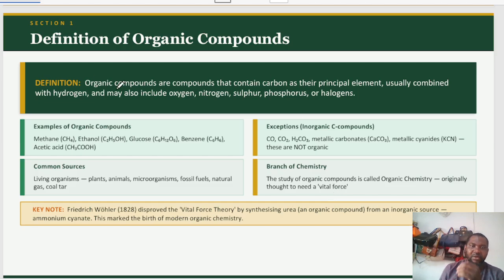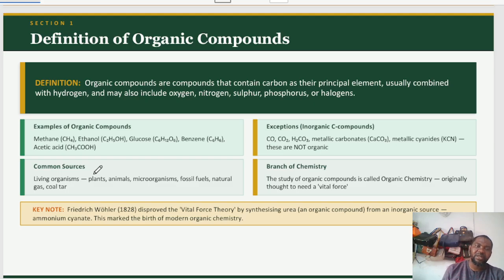Organic compounds are compounds that contain carbon as their principal element, usually combined with hydrogen, and may also include oxygen, nitrogen, sulfur, phosphorus, or halogen. That's a very sweet definition of an organic compound. Here we see some examples of organic compounds like methane, ethanol, glucose, benzene, acetic acid, or what you call carboxylic acids.